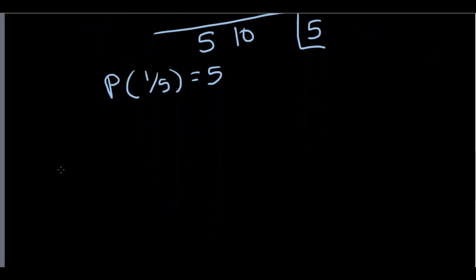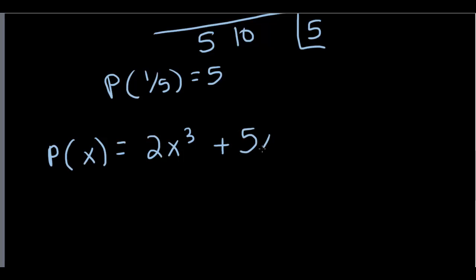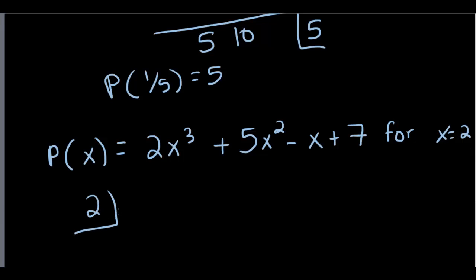Let's try another one. We're going to evaluate the polynomial p of x equals 2x to the power of 3 plus 5x squared minus x plus 7 for x equals 2. So again, the 2 goes inside the little box. We're going to have 2 for x cubed, 5 for x squared, -1 for x, 7 for the constant.